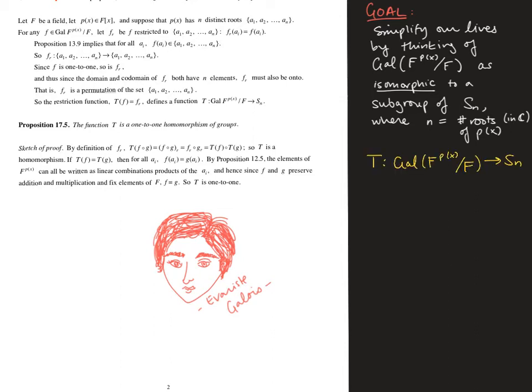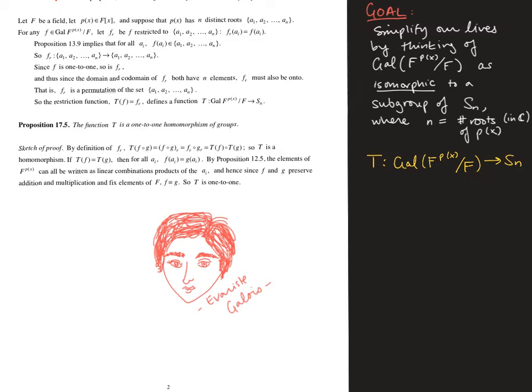Our function t is going to go between the Galois group, so it starts with the domain being the Galois group of F of p of x over F, and its codomain is going to be the symmetric group on n elements, so the set of permutations of n things. And we may not have an onto homomorphism here, but we're going to have a one-to-one homomorphism. And so we're going to show that.